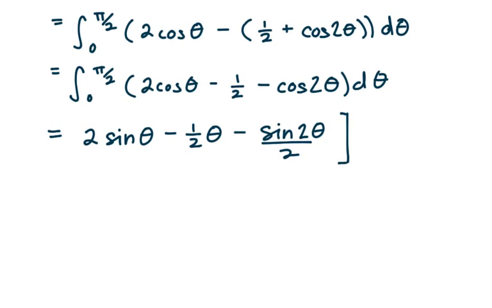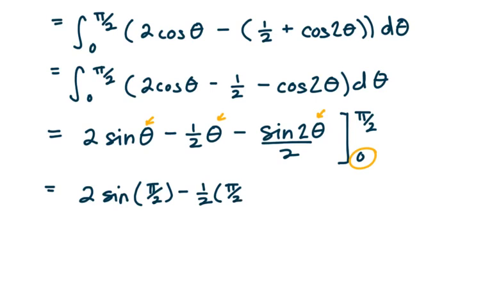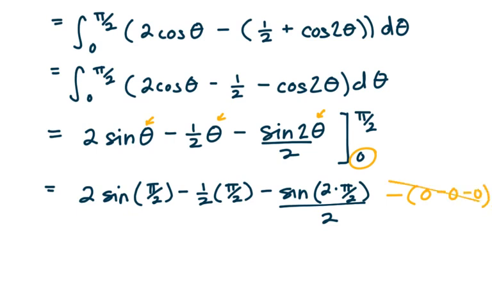And this is, of course, going to be evaluated from 0 to pi over 2. So when I plug my 0 in, all of those are going to zero out, so we really don't need to worry about that. We have 2 times the sine of pi over 2, minus 1/2 of pi over 2, minus the sine of 2 times pi over 2 all over the denominator. Of course, we would have minus 0 minus 0 minus 0, which goes away.